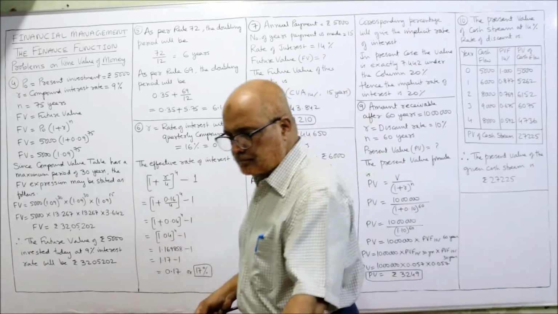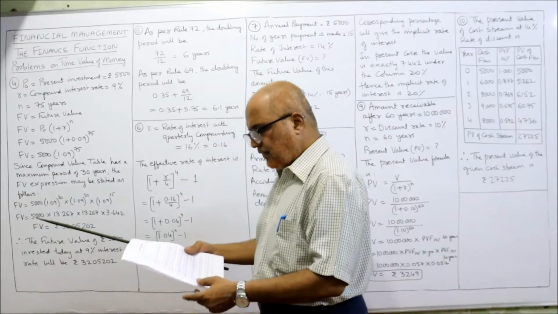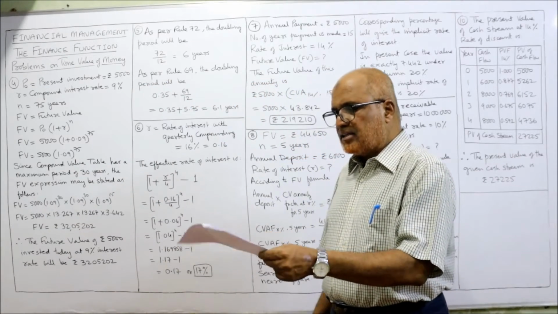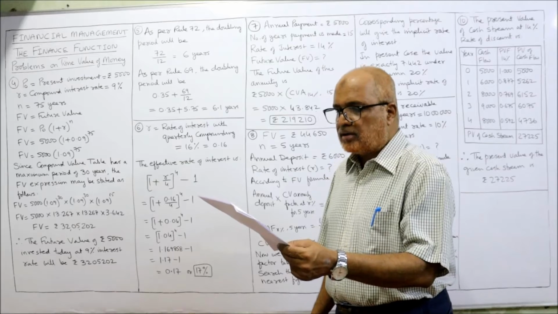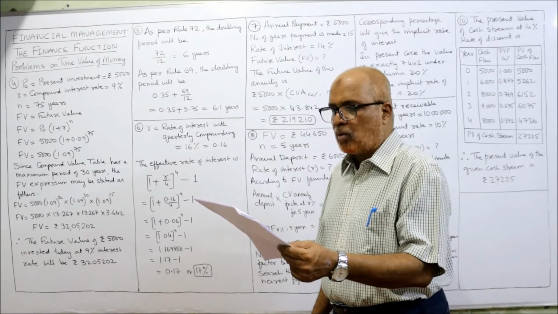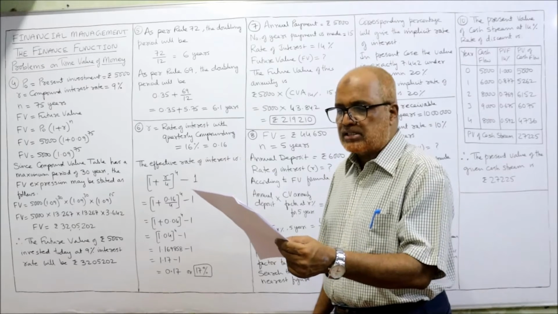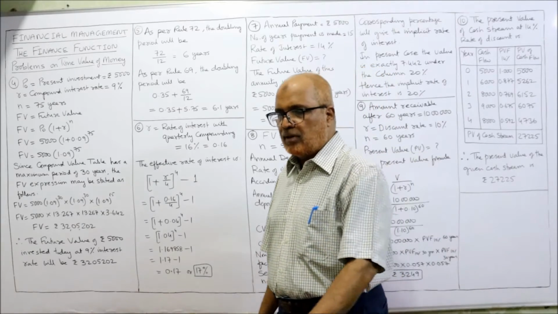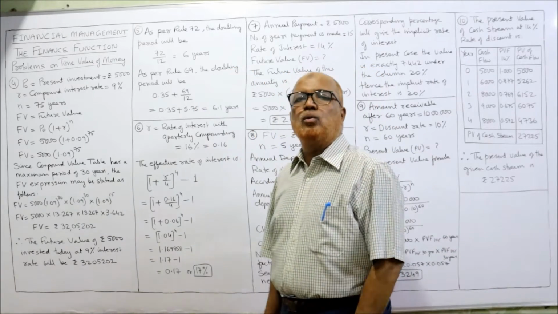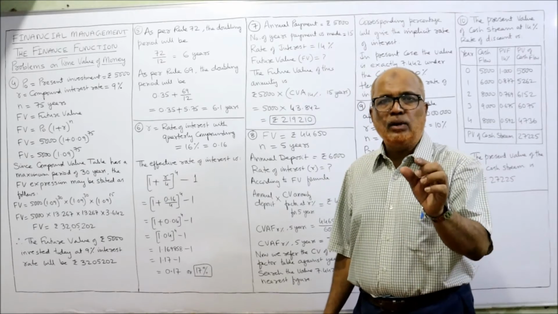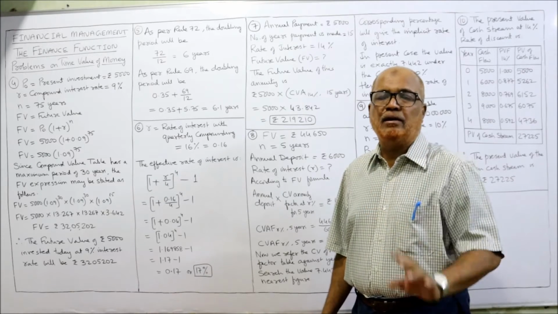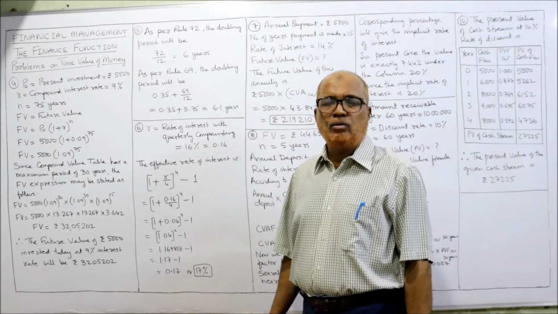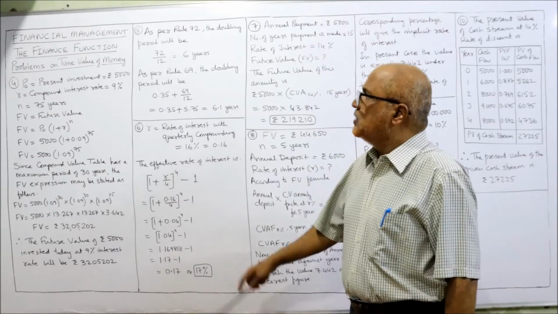Fifth problem. See the problem number 5. If the interest rate is 12%, what are the doubling periods as per rule 72 and rule 69 respectively? So rule 72 and rule 69, that rule is there for doubling the period. Doubling an amount, the period will be required. So how to find out?